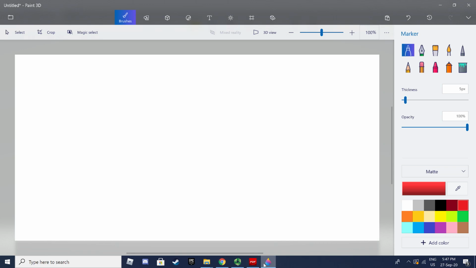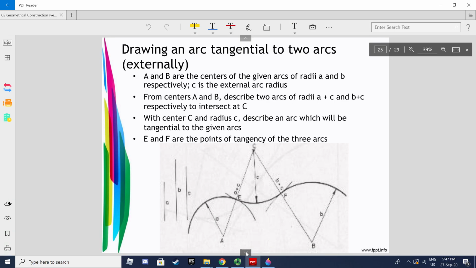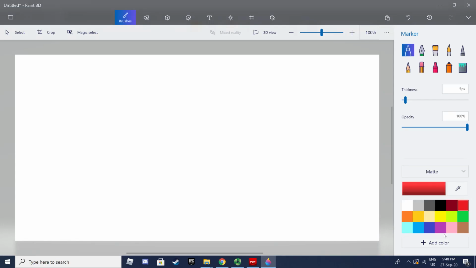The next technique is drawing an arc tangentially to arcs. Let's say you have two different arcs and you want to connect them externally. For example, you have these two arcs, the smaller one and the bigger one. Let's say this one I give to you.